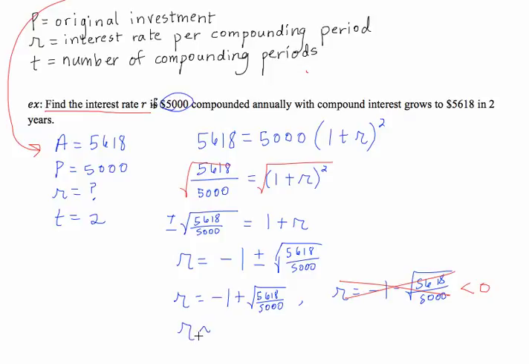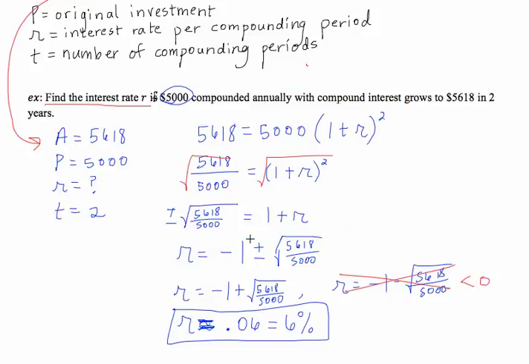So let's approximate that using a calculator. I get -1 plus the square root of 5618 over 5,000. And that rounds to, actually it comes out exactly, interestingly, to 0.06. So 0.06 in terms of an interest rate would be 6%. So that's how you could solve for the interest rate using techniques we've learned in this section. Alright, that's it for the applied problems and for completing the square on a quadratic equation.